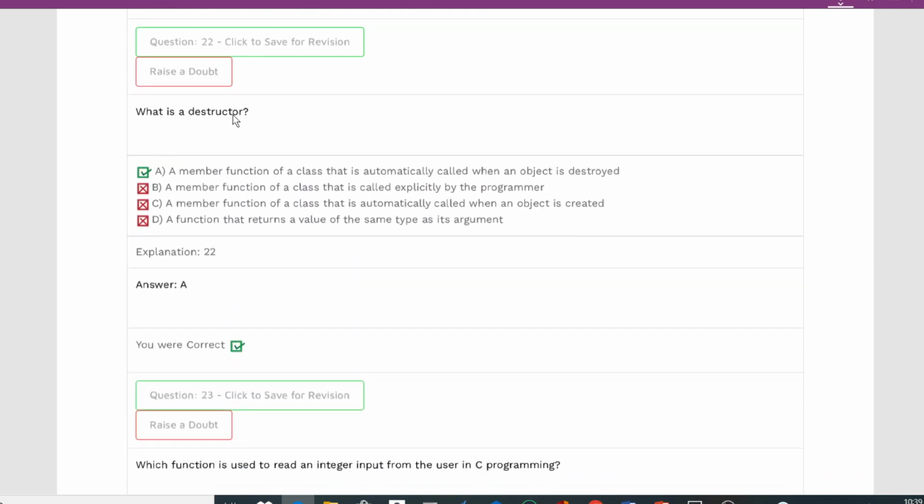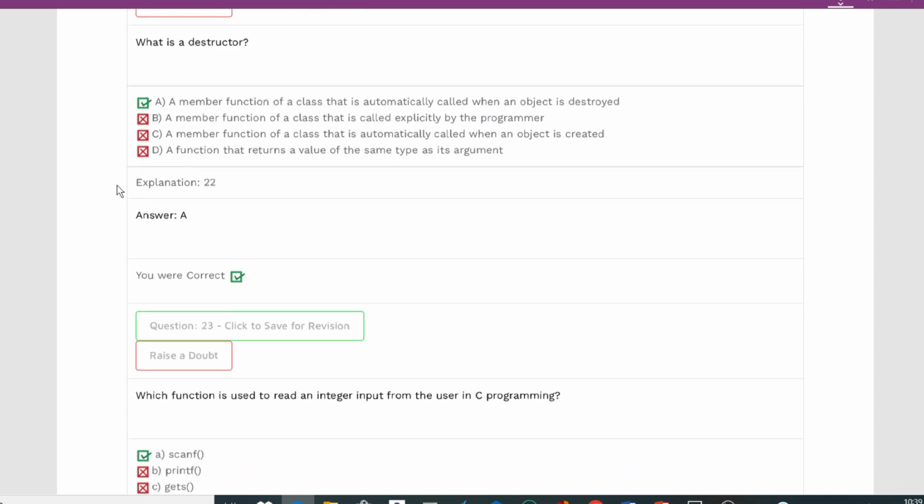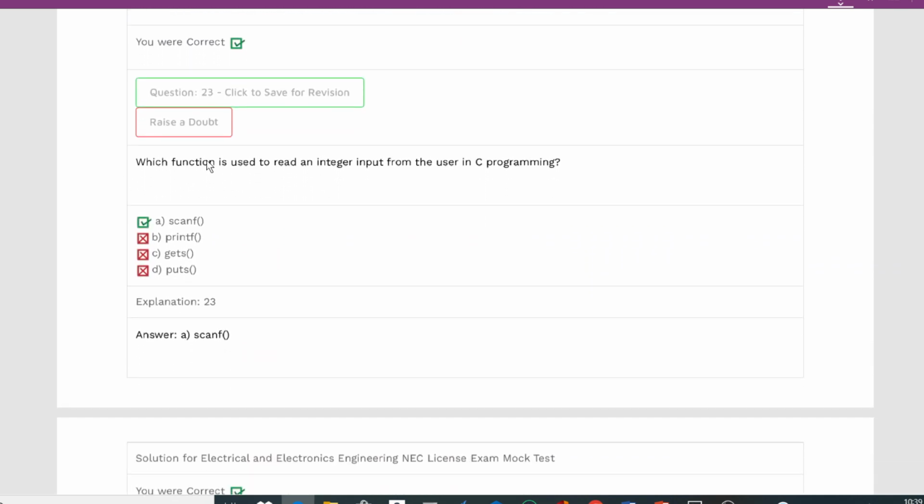Now what is a destructor? A destructor is a member function of a class that is automatically called when an object is destroyed. So here the correct option is A. Now which function is used to read an integer input from the user in C programming? Yes, scanf is used to read an integer input from the user in C programming.